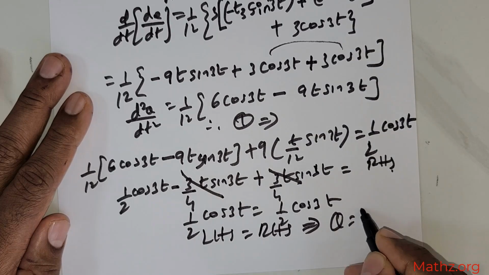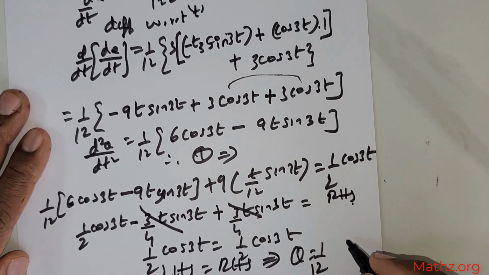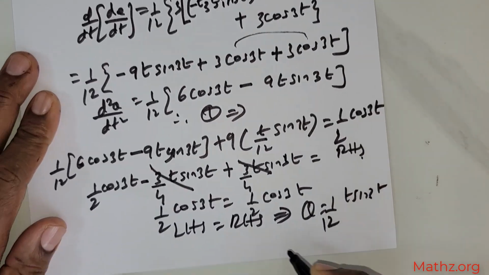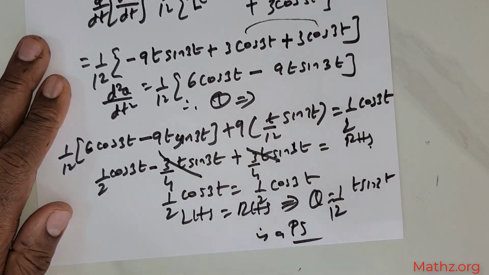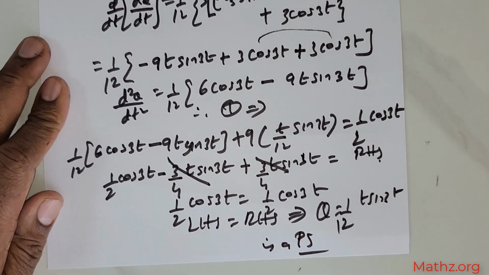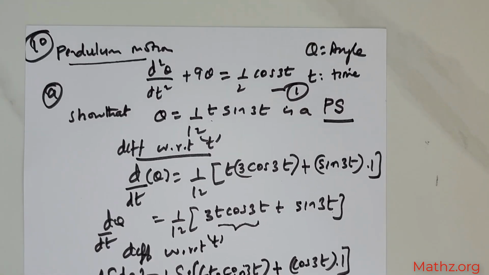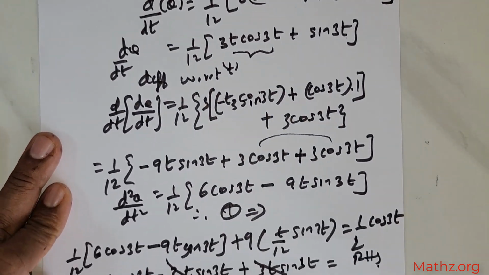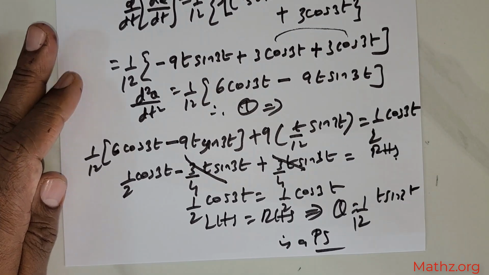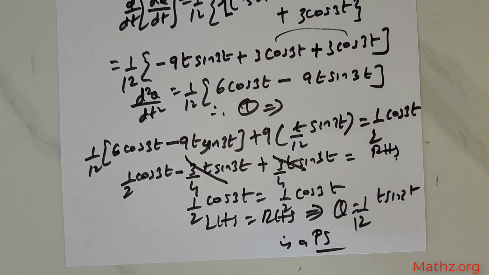This means theta is equal to 1/12 times t times sine 3t is a particular solution. So that is the proof for the question. So it's a lovely question. Of course it's a challenging question, so I have done the first part, so you got the other part to do. Let's go on.